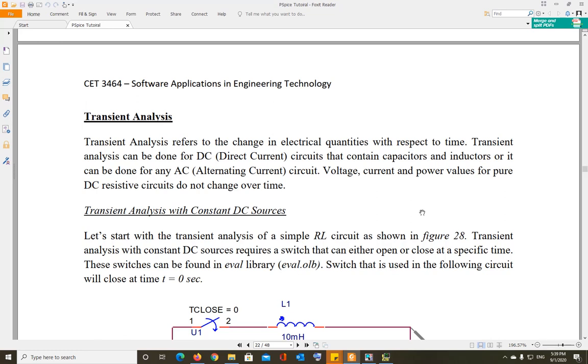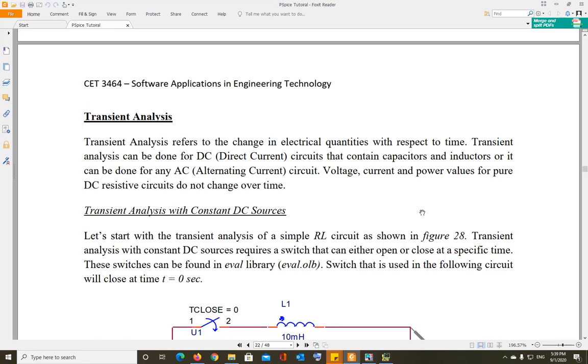But if you have only resistors in the circuit and a DC source, then in general, the values of voltage and current do not change through the resistor. They will always be constant. So you don't really perform transient analysis if you have only resistors in the circuit with a DC source.